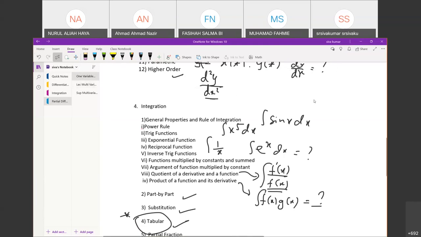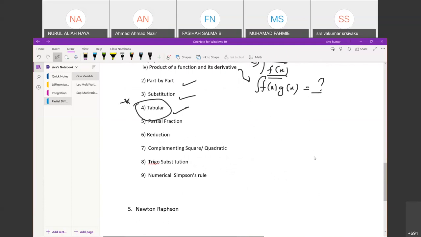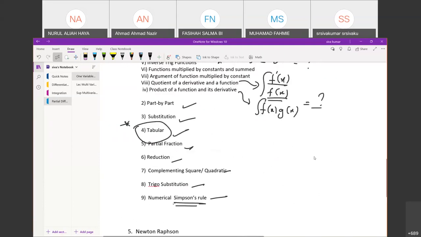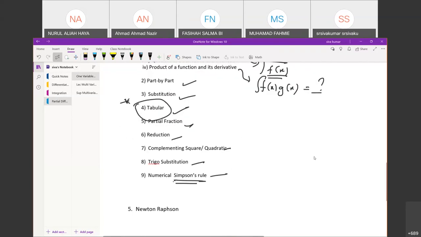What else? Today, the first day itself, it looks like, sir, you are bombarding us and giving us a headache, am I? Sorry, don't worry. Partial fraction, reduction method, completing the square, quadratic method, trig substitution, and numerical Simpson's rule, the last one you should be able to perform also. That means altogether 9 methods.